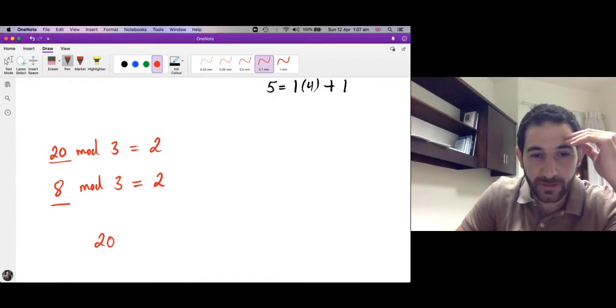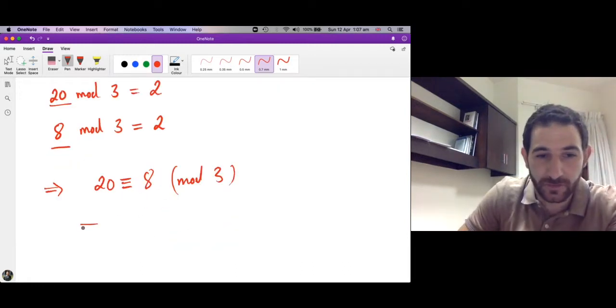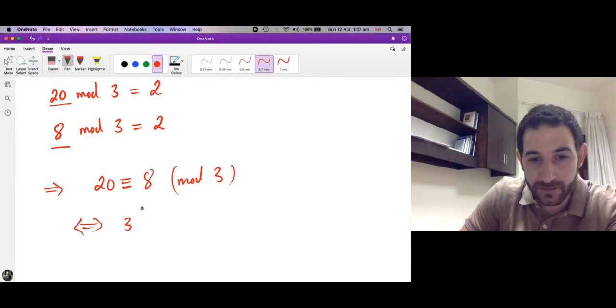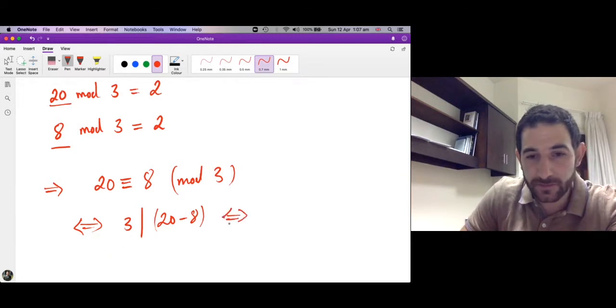Now since 20 and 8 both have the same remainder after dividing by 3, we expect that 20 is congruent to 8 modulo 3. So is this true? What does it mean? This is true if and only if 3 divides the difference, 20 minus 8. And what is 20 minus 8? It's 12.